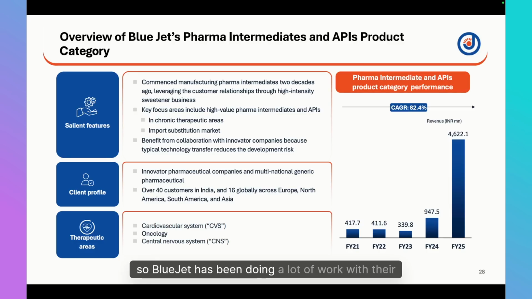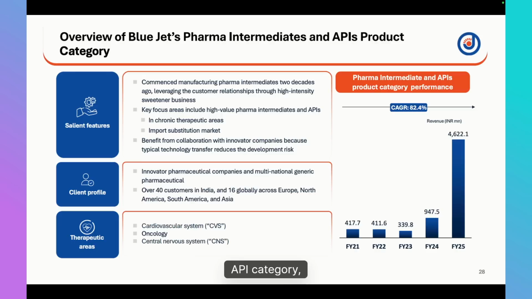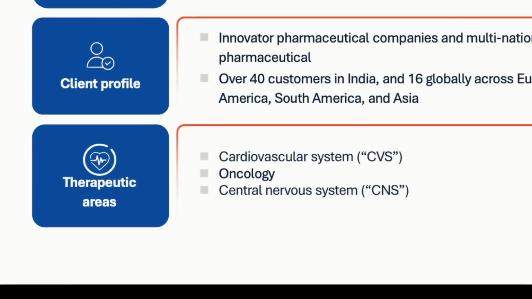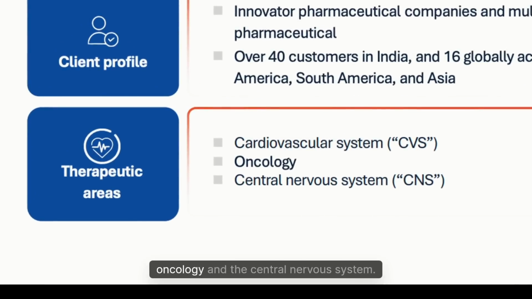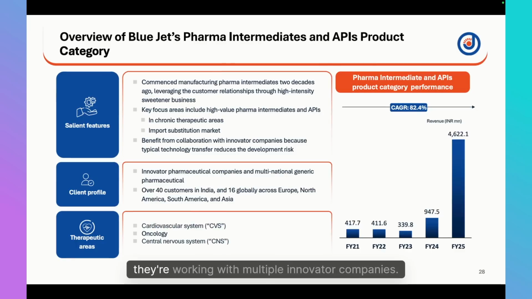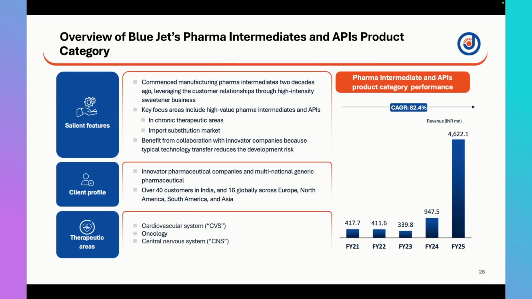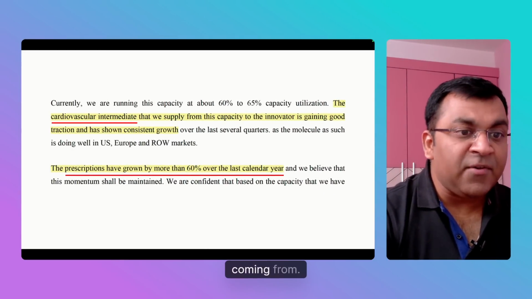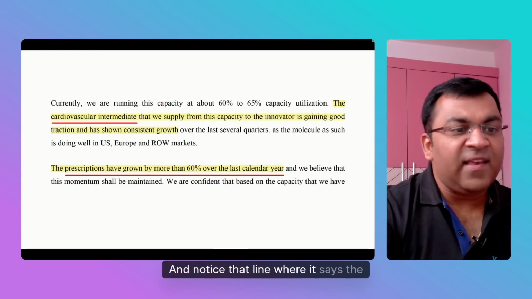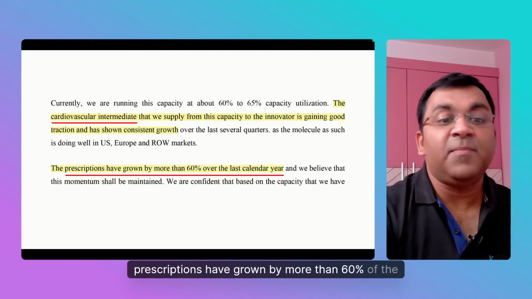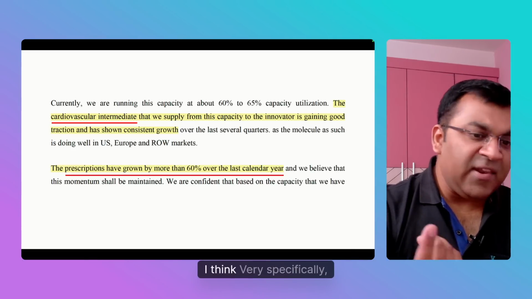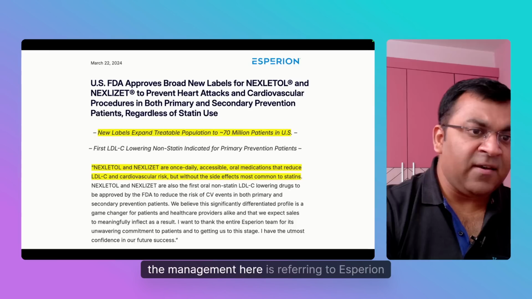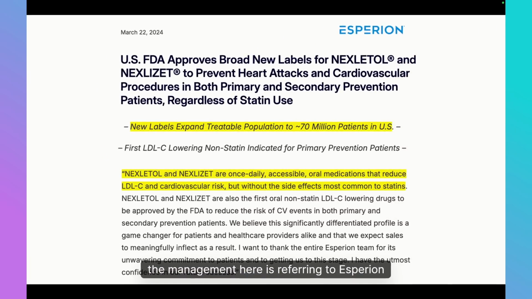So BlueJet has been doing a lot of work with their pharma intermediates and API category, especially in three areas: cardiovascular system, oncology, and the central nervous system. They have a complete R&D system. They're working with multiple innovator companies. Even amongst the three, cardiovascular is where the growth is really coming from. And notice that line where it says the prescriptions have grown by more than 60% over the last calendar year. I think very specifically, the management here is referring to Esperion Therapeutics.